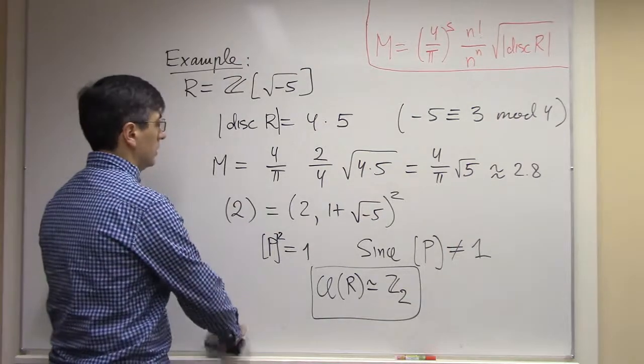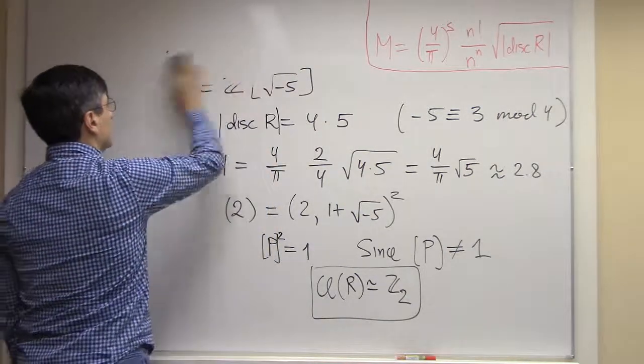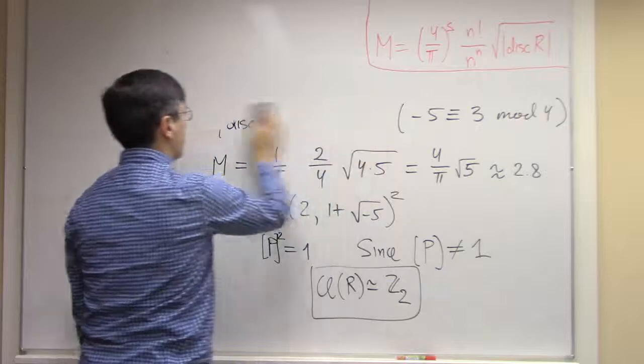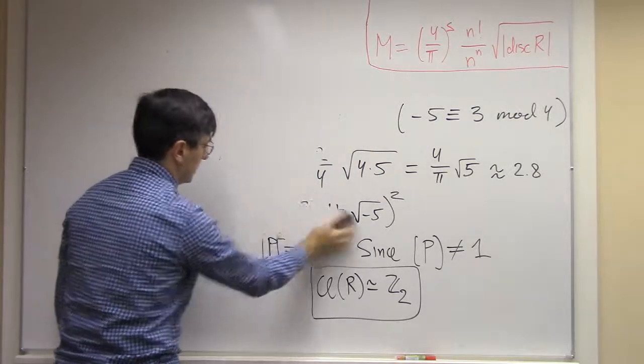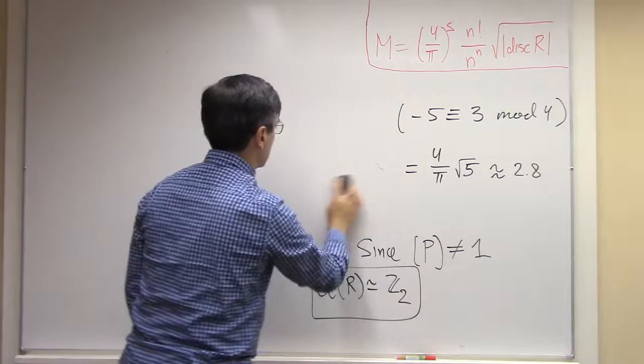So what example should we do? The example is again a quadratic extension, but square root of minus 14.